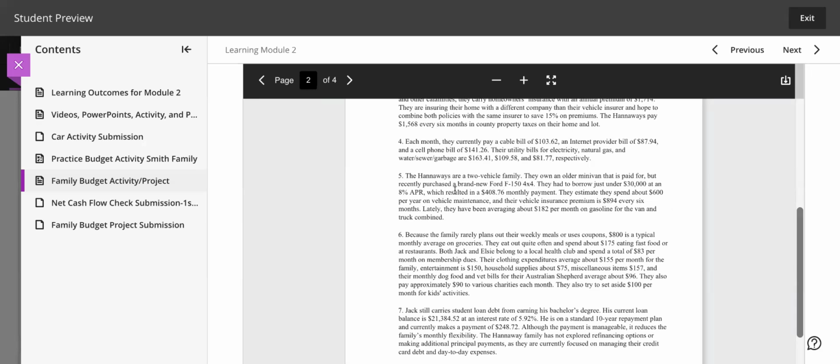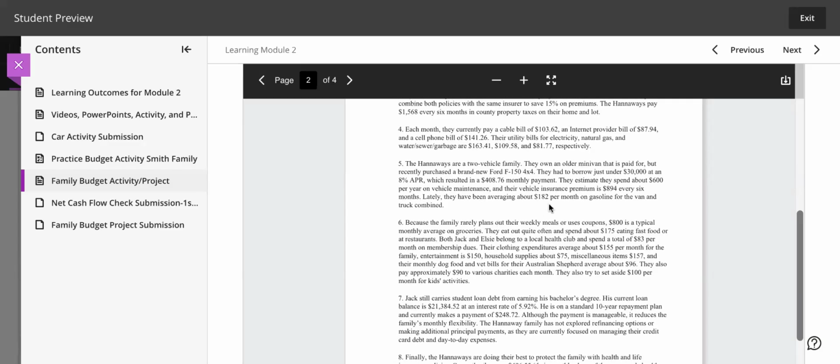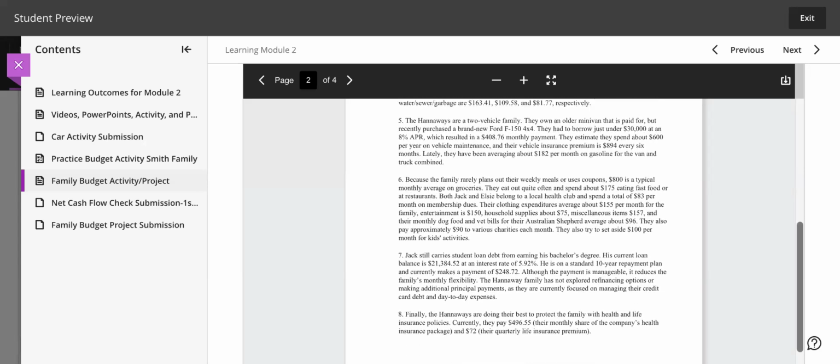They spend about $600 per year on vehicle maintenance. So we need to know what's happening per month, so we're going to have to divide the 600 by 12 before I put it in the budget. $894 every 6 months for the insurance premium. So I'm going to need to divide that by 6 because I need a monthly budget. Lately, they have been averaging about $182 per month. That's by month, so that's good for gasoline on the van and truck combined.